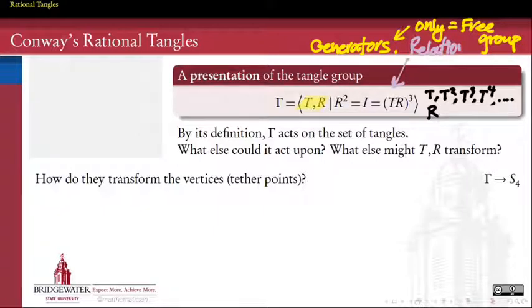So what we would say is that this is a presentation of a group with 2 generators, T and R, and 2 relations: R squared is equal to the identity, and TR quantity to the third is equal to the identity. And so this is still a really big group. You can imagine that there's still infinitely many different tangles that we can make using the tangle game. But it's not quite as large and infinite as if we didn't have those relations. Those relations give us some way of simplifying long words down into smaller words, we hope. Right?